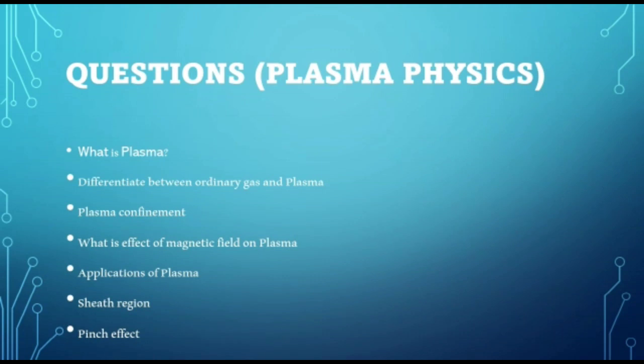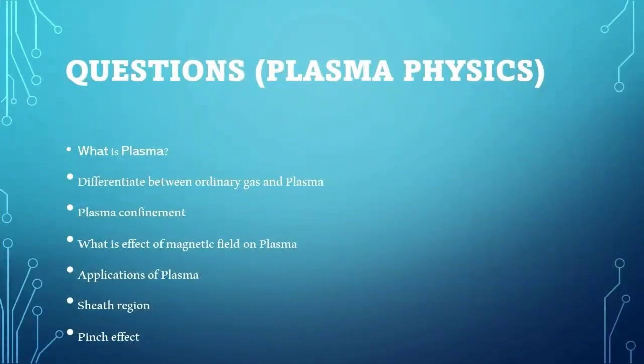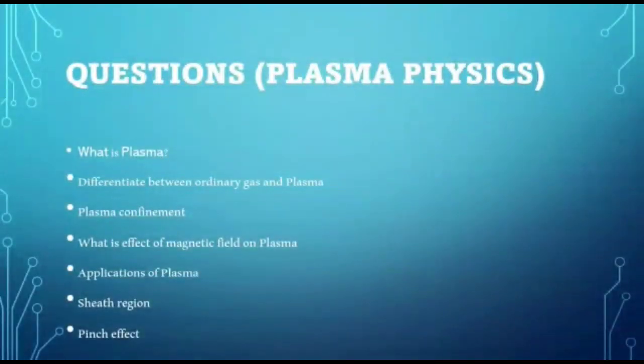So then he asked me, what is the effect of magnetic field on plasma? So as plasma behaves as a diamagnetic material, magnetic field has a very significant effect on plasma, and it is basically used to confine plasma. It exerts a force on plasma when we apply magnetic field around it, so it is used to confine plasma.